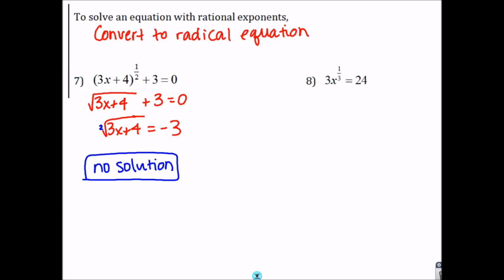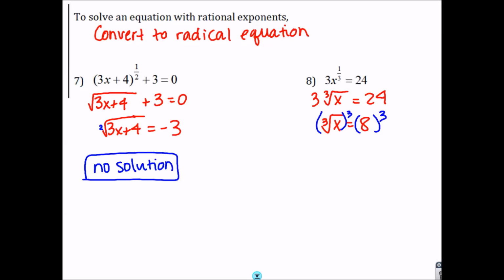Let's take a look at the next problem. We have 3x to the 1/3 power equals 24. Now, the x is the only thing raised to the 1/3 power, so the x should be the only thing inside the radical. And since it's the 1/3 power, it is a cube root. So I need to isolate the radical by dividing by 3. Then since this is a cube root, I need to cube both sides.